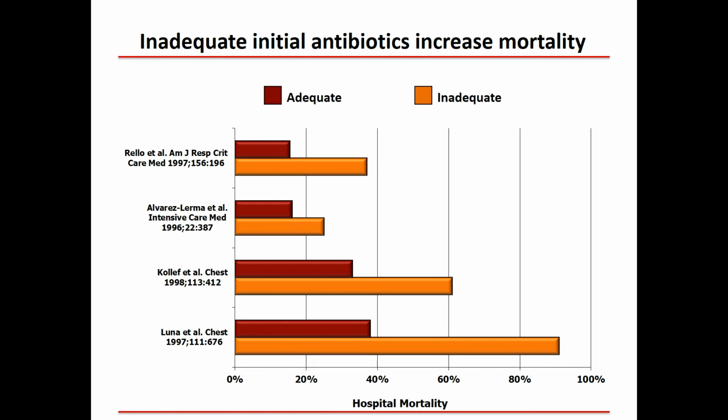This echoes the literature inside the sepsis world, associating a delay in appropriate antibiotics with increased mortality. So here, amongst VAP-specific patients over here, is a comparison of patients who got adequate versus inadequate initial antibiotics, showing that those who got inadequate antibiotics in each of these four studies were associated with a higher rate of mortality.